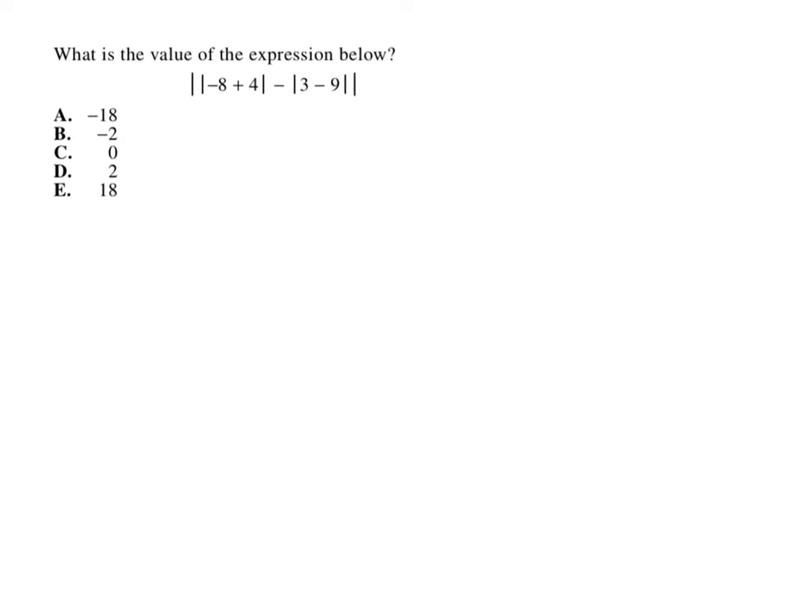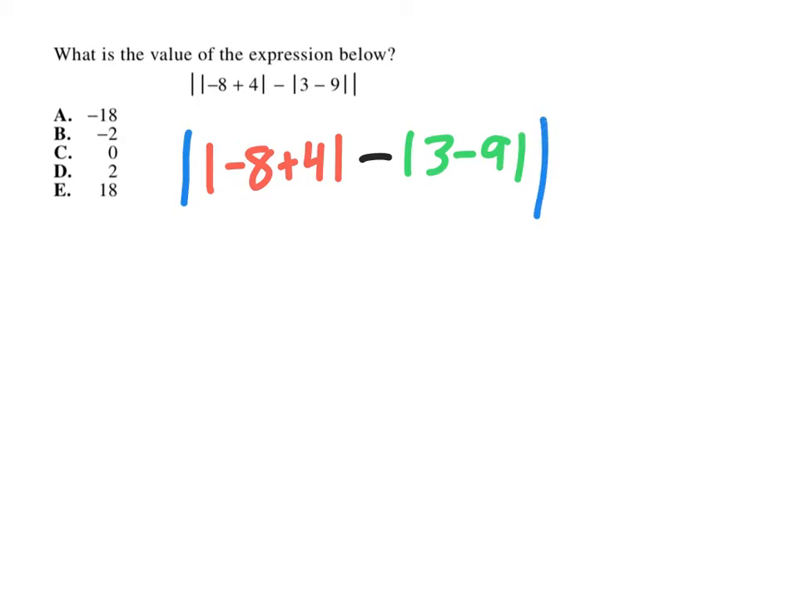Okay, so for us, the absolute values work kind of like parentheses, except once we simplify what's inside of them, we then have to find the absolute value of that number. So I'm going to copy this down. We've got the absolute value of negative 8 plus 4, and then we have to subtract the absolute value of 3 minus 9, and then we want to find the absolute value of all of that in the end.